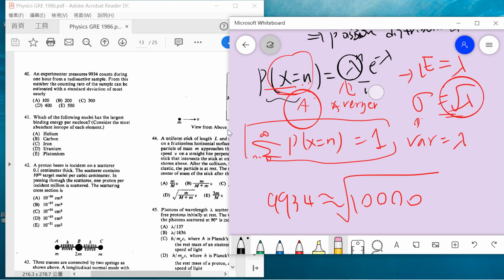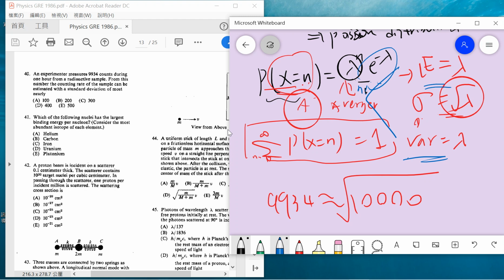By the way, proving this is simple. You just follow from the definition. When you prove it, you will need the property of the Taylor expansion.